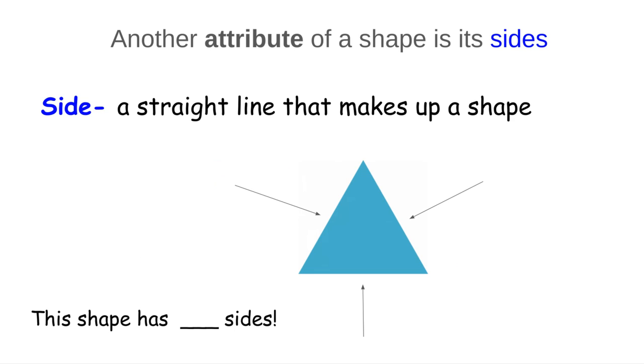So let's talk about what makes up shapes. There's two things. Their sides and their corners. Let's talk about the sides first. So an attribute or a characteristic of a shape is its sides, and a side is a straight line that makes up a shape. So let's look at this shape here. Do you know what shape this is? Tell me if you do. Yeah, it's a triangle. So let's look at this triangle and see if we can figure out how many sides it has. Ready? It has 1, 2, 3 sides.